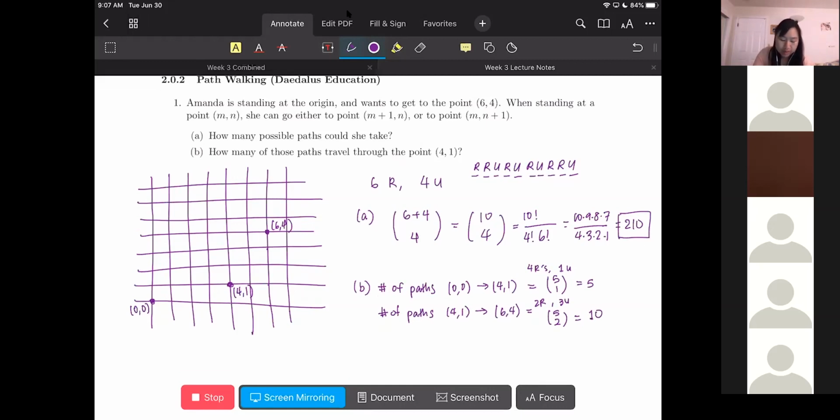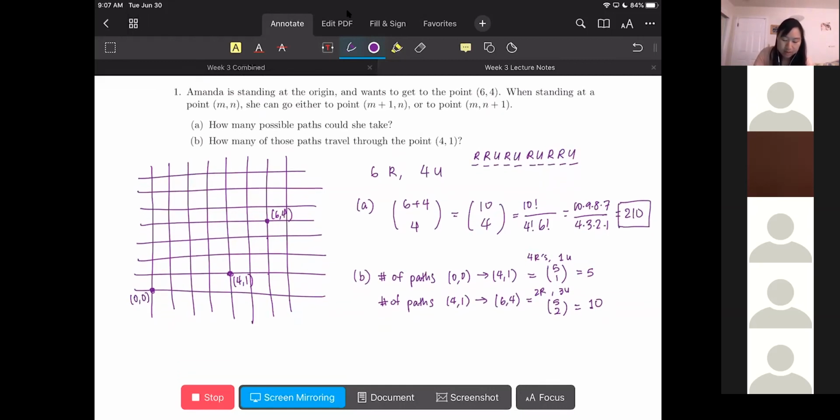And how do we combine these to get the total number of paths that travel through this point? You multiply them against each other and it gives you 50. Right, so we want to multiply them together. Does everyone see why we want to multiply them?